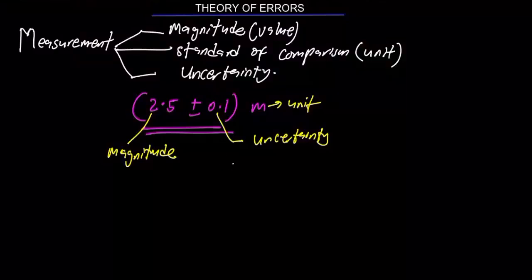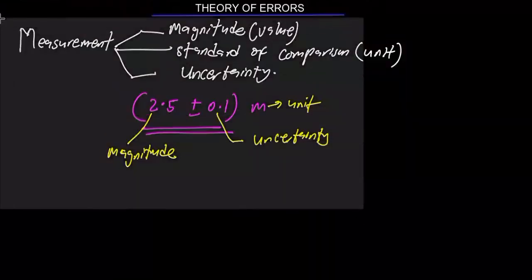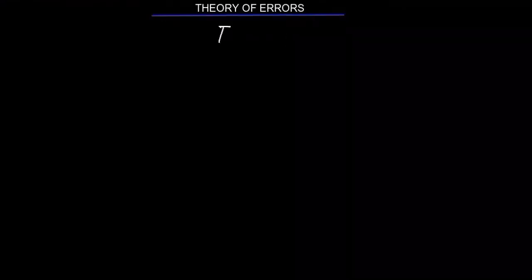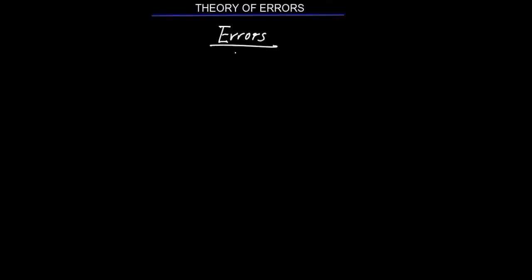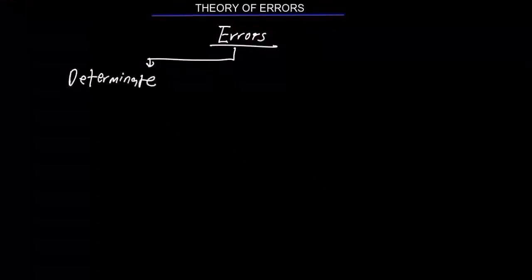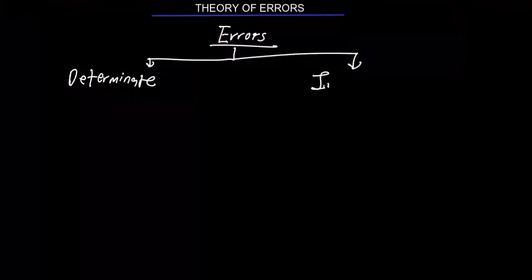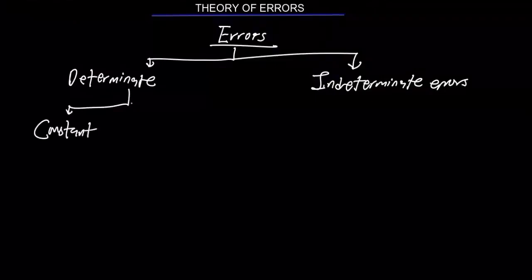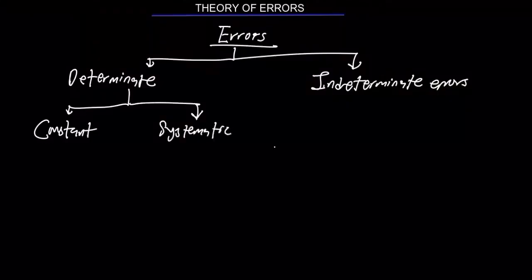Take note that we have two types of errors. They are of two types majorly. We have the determinate errors and we have the indeterminate errors. Now these are the two types we have. Take note that this is further divided into constant error, and we also have the second one, which is the systematic error. Good.